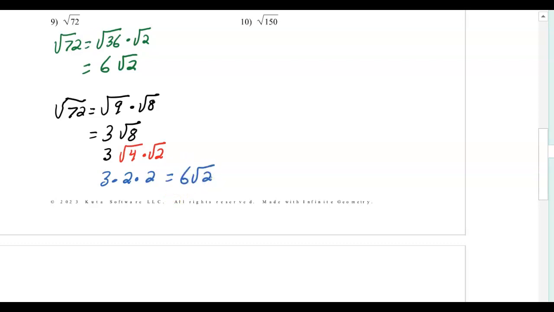So there's sometimes more than one way of doing the problem, but if you find the biggest perfect square, that is the most efficient. Square root of 150, that's the square root of 25 times the square root of 6, which is 5 square root of 6.